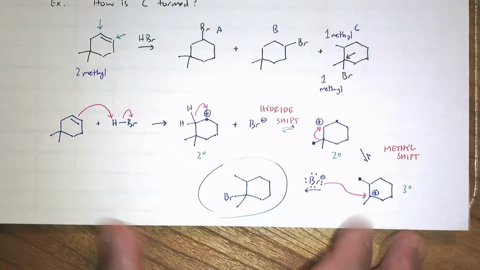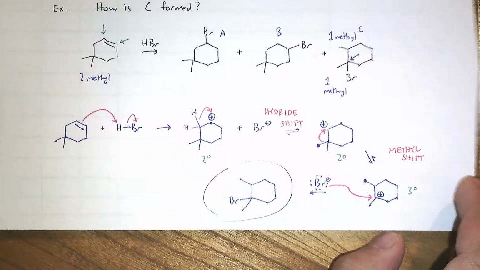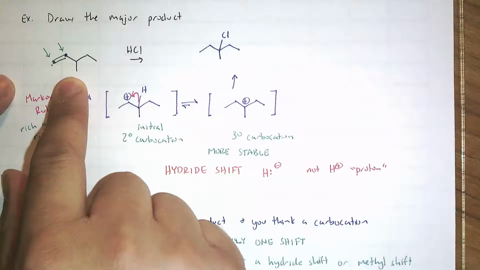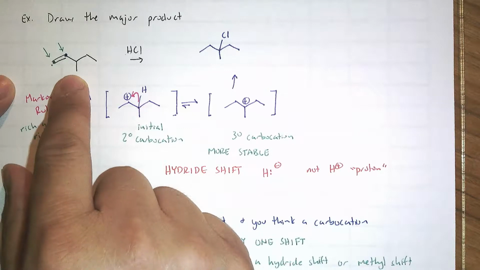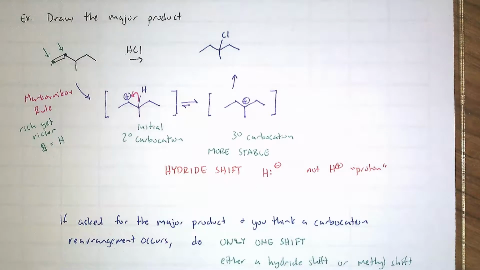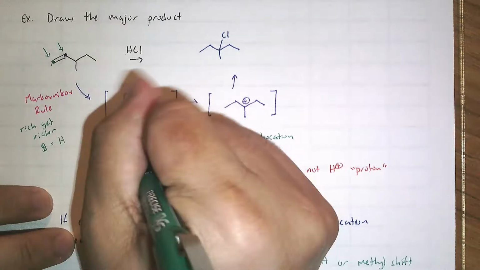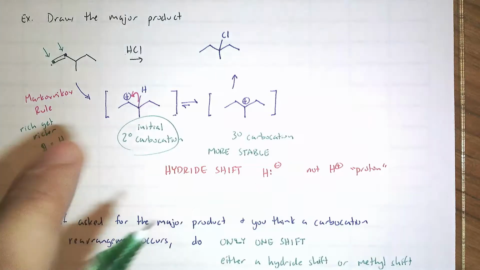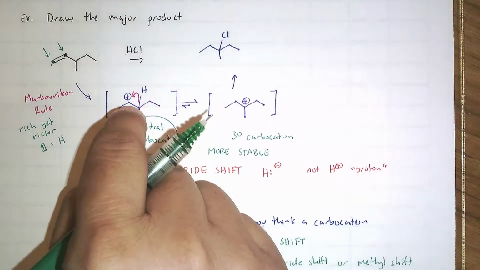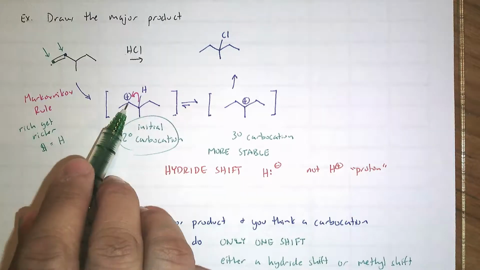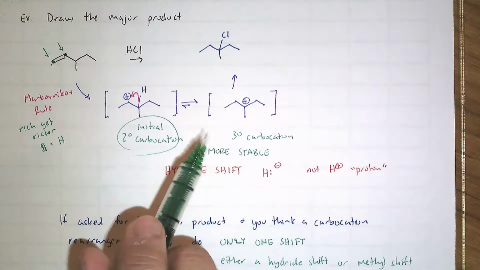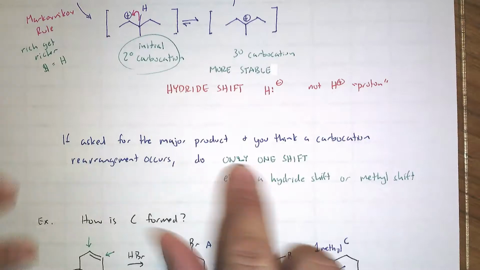So there's your full mechanism to get product C. What is the key? Okay, let's go back. How did I know a shift would occur here? I didn't know. I had to draw the intermediate first, and not just the intermediate, I had to draw the initial carbocation. And then when I look at the initial carbocation, which is secondary, I asked myself, can I stop there? Can I add the Cl now? Or is there a possibility to get a better tertiary carbocation with only one shift? Again, these are the ground rules.